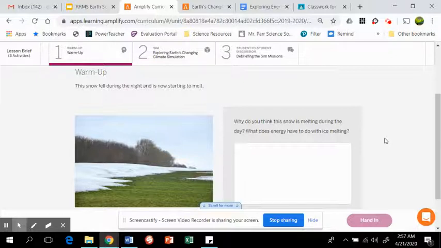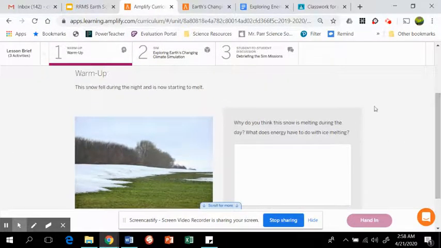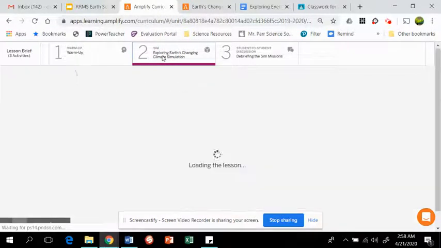So remember that Earth's surface absorbs energy from sunlight. We learned that when we were studying ocean currents, energy from the sun is absorbed at the surface, and this warms the surface. We can conclude that the snow melted during the day because energy from the sun was absorbed, or taken in, by the surface. This energy from the surface is also transferred to the air just above it, and that makes it warm. So in this picture, the temperature probably increased as the snow was melting. All right, I'm going to go into tab 2.